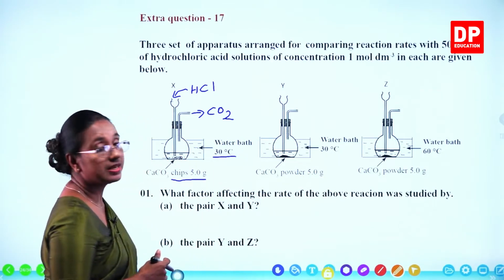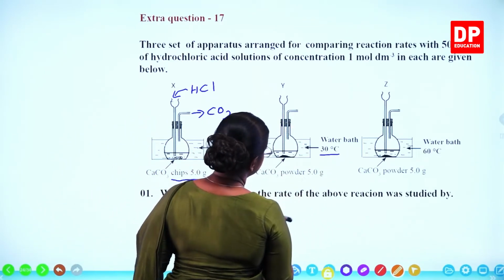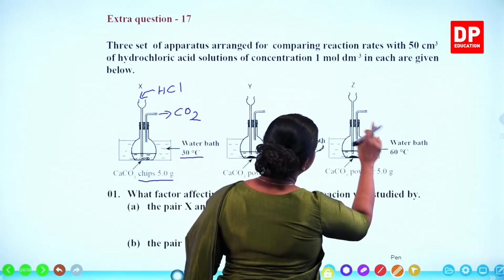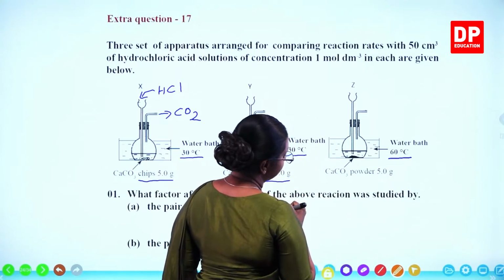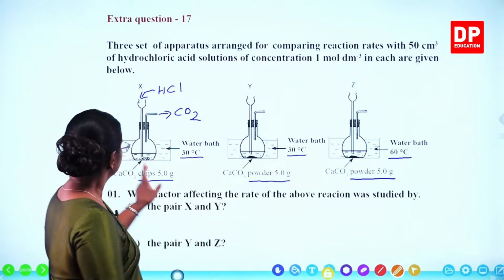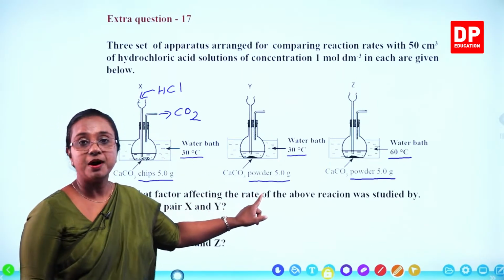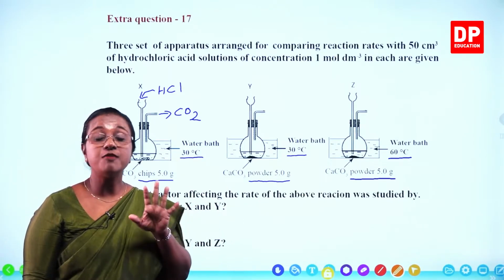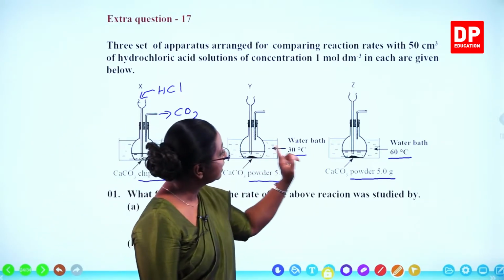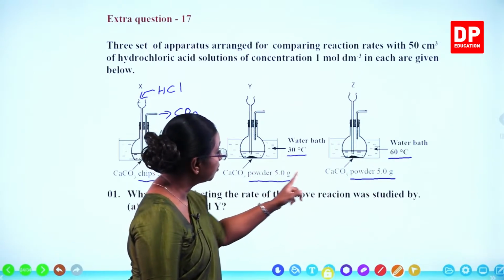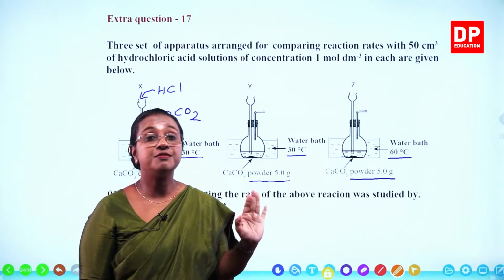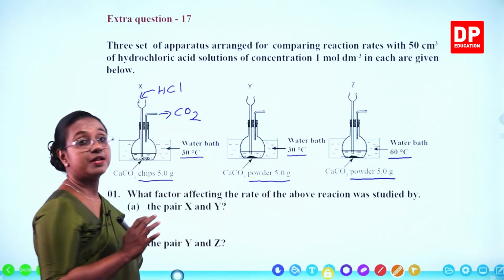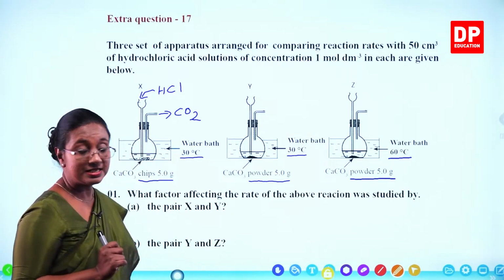Then the second setup, that is Y, you can see the same things. Temperature is the same, water bath, but calcium carbonate powder, 5 grams. And setup Z, that is the third one. Same setup, water bath is at 60 degrees Celsius and calcium carbonate powder. So if you take X and Y, chips and powder, temperature is the same, HCl solution is the same. So what is the factor there? It is the surface area of calcium carbonate, chips and powder. Then you take Y and Z, 30 degrees and 60 degrees, but both are powder. So there it is the effect of temperature that they are observing. So 2 factors: X and Y, surface area of reactants; Y and Z, temperature of the reaction. So that is how they have arranged this apparatus.